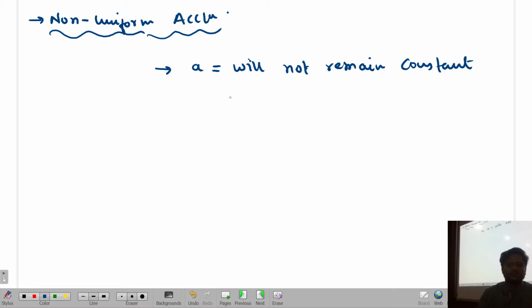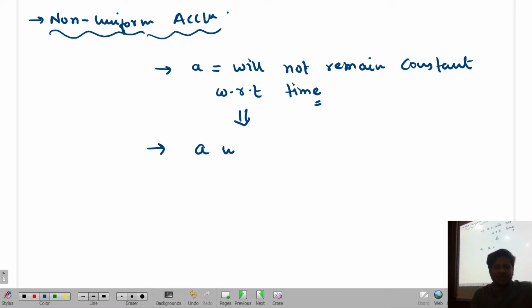with respect to time. What is going to happen, guys? Acceleration will not remain constant with respect to time. When it is not going to remain constant with respect to time, what you can physically say is that a will vary from time to time.